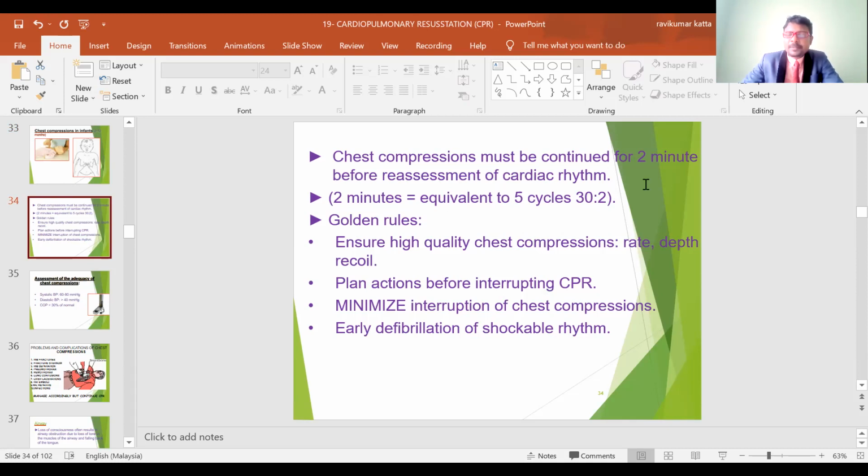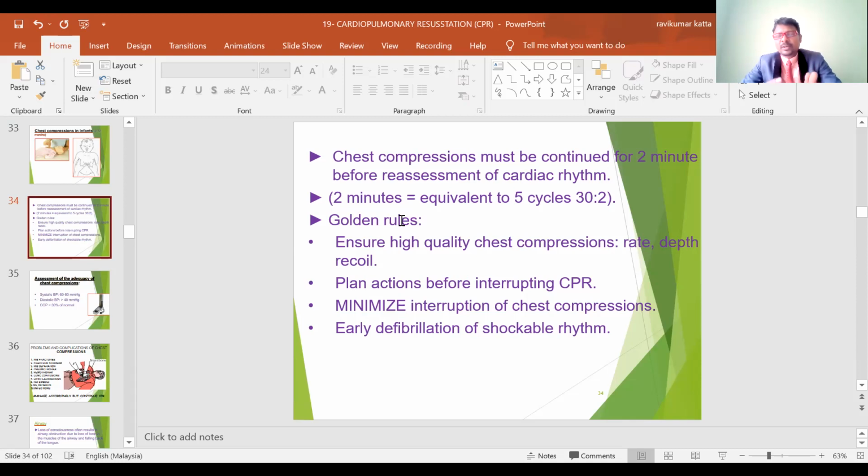So this is very important. Only after that, after 2 minutes, we have to reassess. According to the reassessment, we decide whether to continue further cycles or not, depending upon the patient response. We also have golden rules to ensure high quality chest compressions: the rate, depth, and recoil. These are the 3 important things.